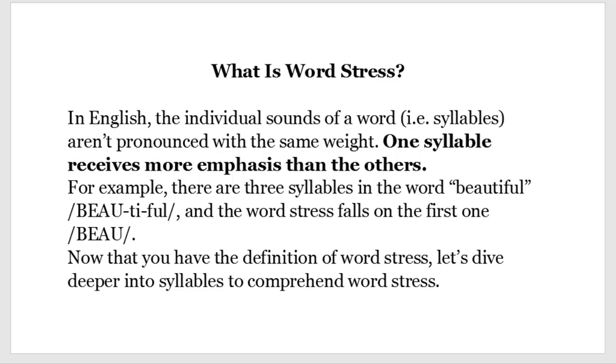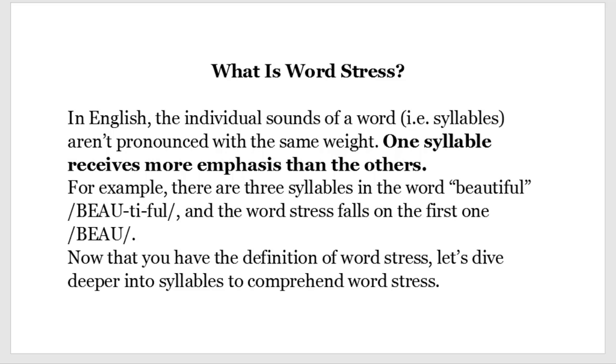What is word stress? In English, the individual sounds of a word, i.e. syllables, aren't pronounced with the same weight. One syllable receives more emphasis than the others. For example, there are 3 syllables in the word beautiful, beautiful, and the word stress falls on the first one, beau.